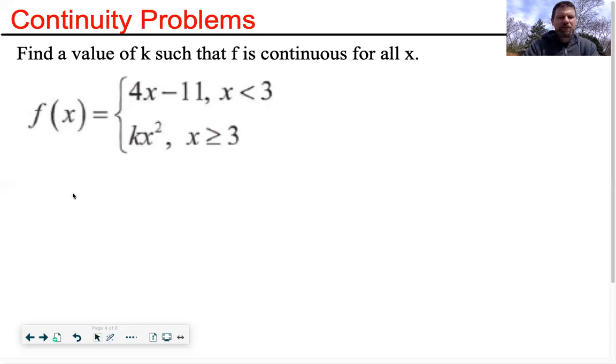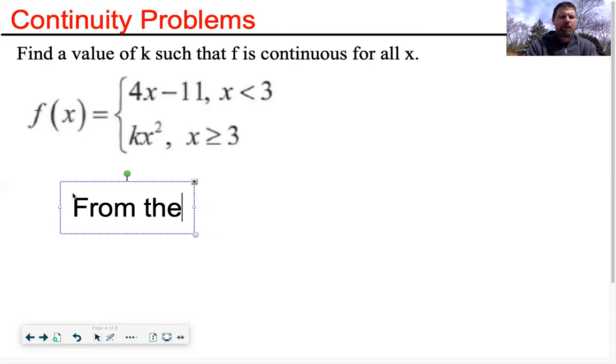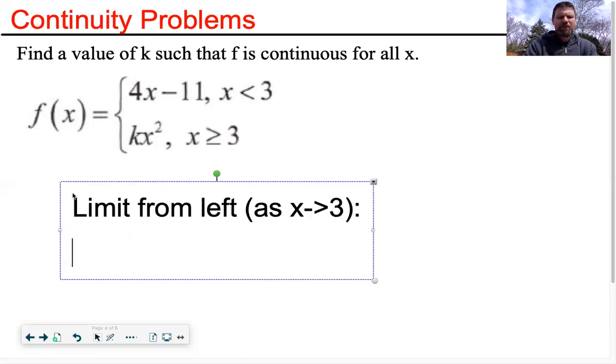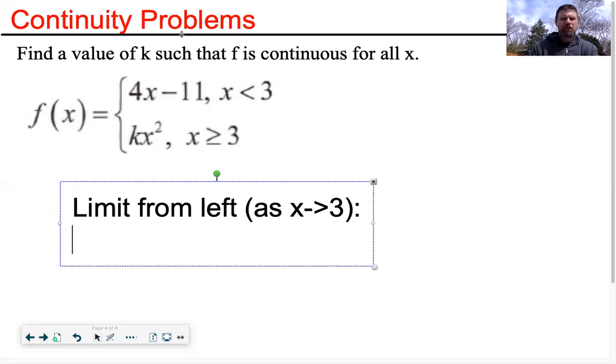So what I'm going to do is check out from the left. I'll have the limit from the left as x approaches 3. Well, that I can find pretty easily with substitution. Take a 3 and plug it into there. I'm going to get 4 times 3 minus 11, which is 12 minus 11, which is 1.